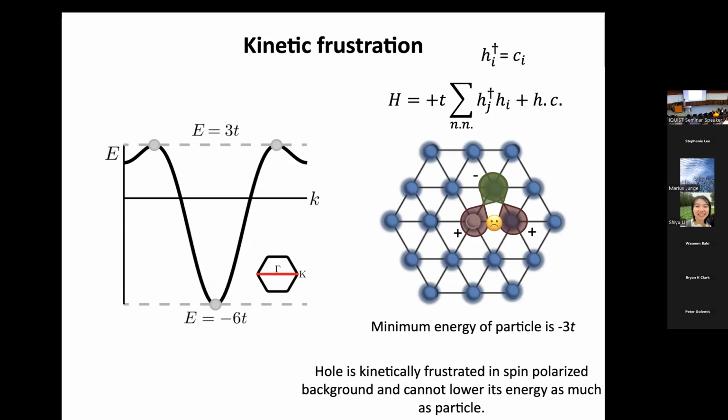Another way to think about this is that when you think about this hole's motion in the spin polarized background, it can move on different pathways in the lattice, which will destructively interfere and reduce the mobility of the hole in the system. Okay, so how do we make the hole happy again?